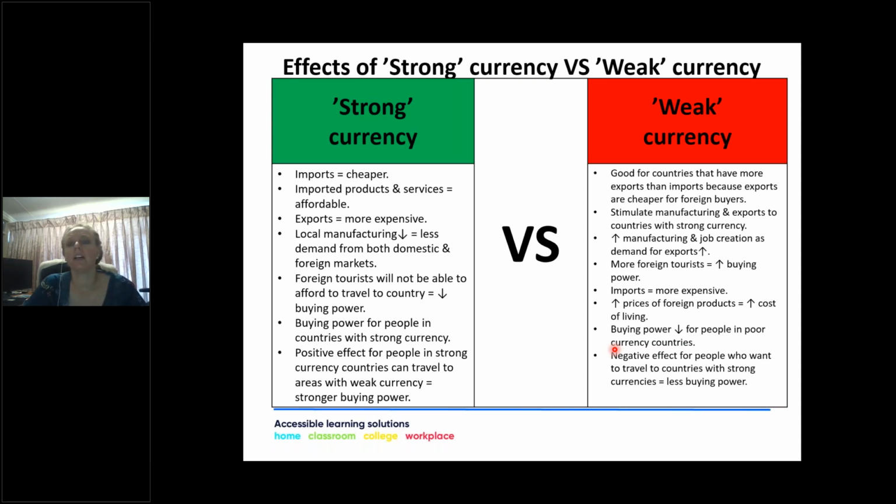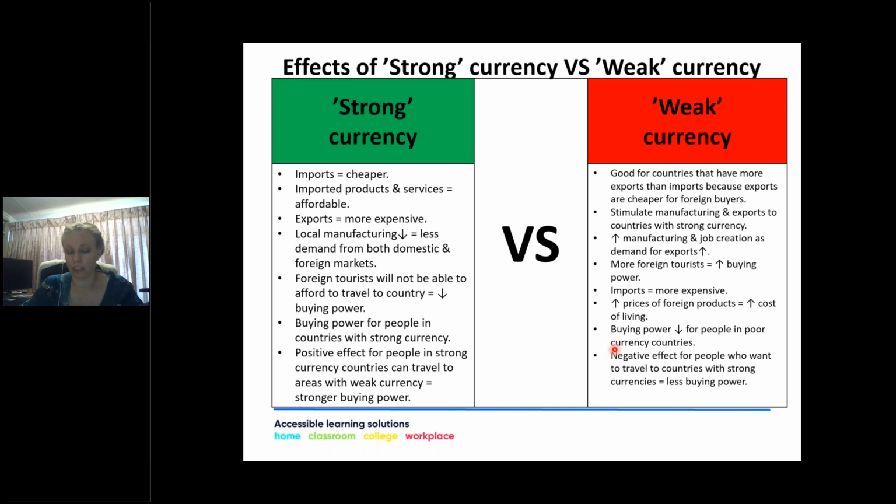If we look at the weak currencies, countries with weak currencies have more exports than imports, because exports are cheaper for foreign buyers. It stimulates manufacturing and export to countries with a strong currency. There's more manufacturing and more job creation as the demand for exports increases. More foreign tourists will come to countries with a weaker currency, because countries with a strong currency now have a higher buying power, so they can spend more in countries with a weak currency.